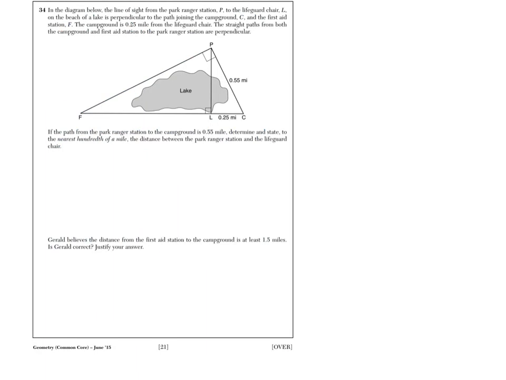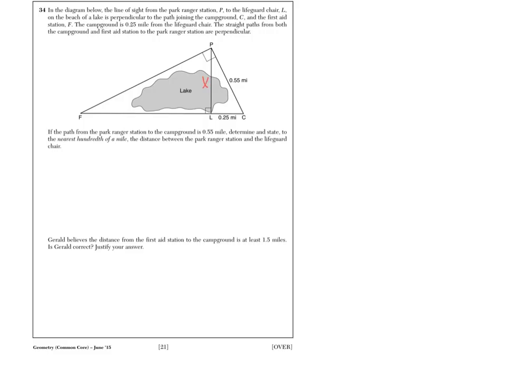Number 34, in the diagram below, the line of sight from the park ranger station P to the lifeguard chair L on the beach of a lake is perpendicular to the path joining the campground C and the first aid station F. The campground is 1/4 of a mile from the lifeguard chair. The straight paths from both the campground and first aid station to the park ranger station are perpendicular. If the path from park ranger station to the campground is 0.55 miles, determine and state to the nearest hundredth of a mile the distance between the park ranger station and the lifeguard chair.